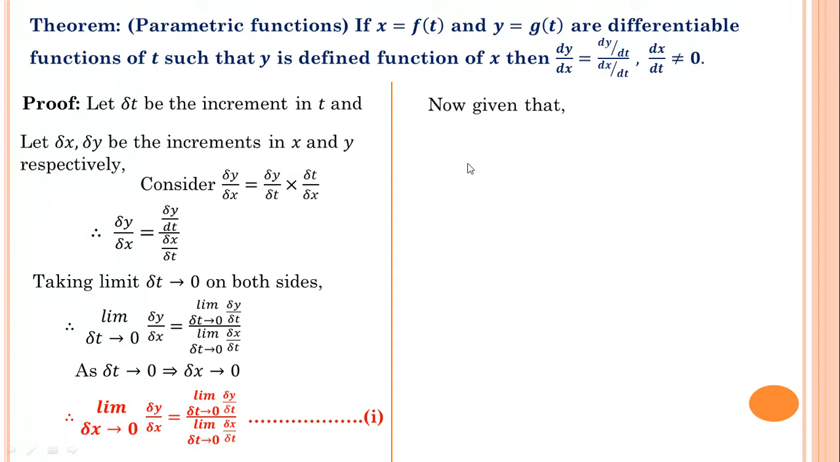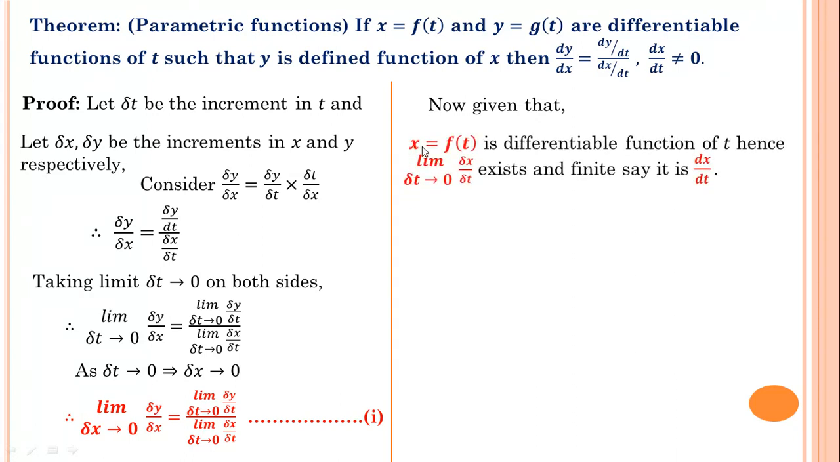Now we will think about the given condition. Now what is given here? First of all, it is given that x is equal to f of t is a differentiable function of t. So by first principle of the derivative and by Leibniz notation, we can say that limit delta t tends to 0 delta x upon delta t exists. In short, x is equal to f of t is differentiable function of t means what? The derivative exists, means dx by dt exists, and what is that? It is nothing but limit delta t tends to 0 delta x upon delta t exists. So it must be finite. So say it is dx by dt.